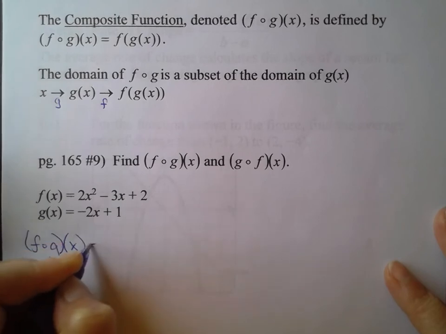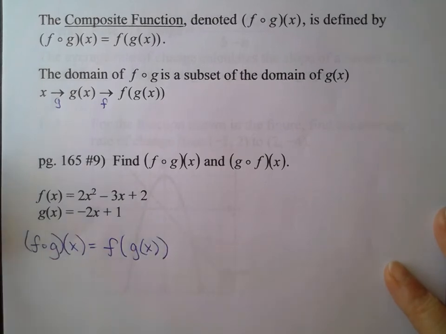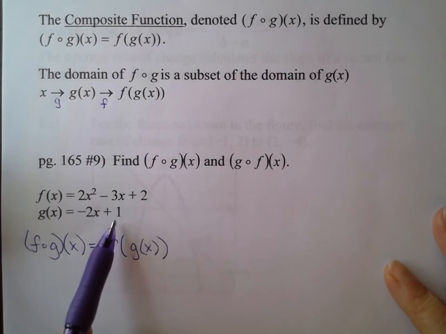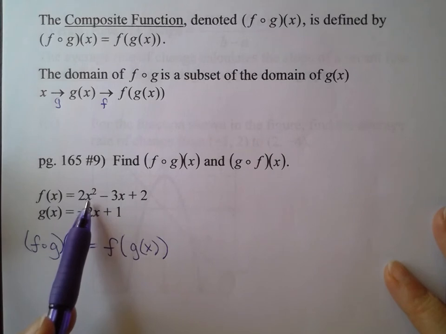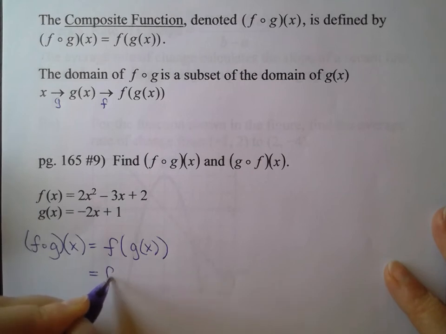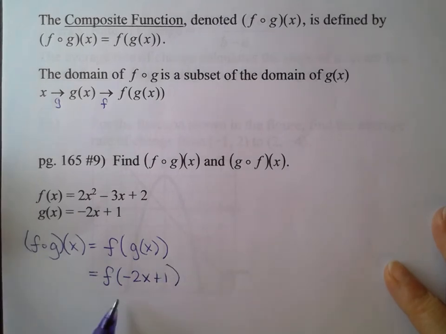F compose g of x is f of g of x, which means I'm going to take the function g, this negative 2x plus 1, and I'm going to do a substitution, and I'm going to substitute it into the function f by replacing the x that I see in both places here. You could go there directly, or you could kind of ramp up, I guess. So g of x is negative 2x plus 1. Sometimes I like to write this because this helps me remember what I'm substituting.